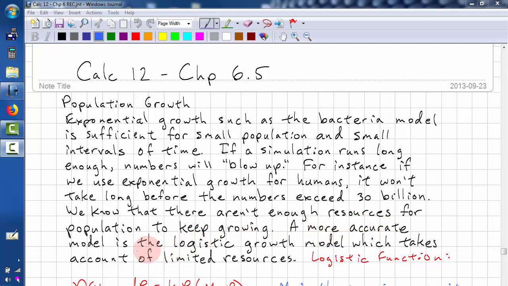A more accurate model is the logistic growth model, which takes into account limited resources. And this is called the logistic function.